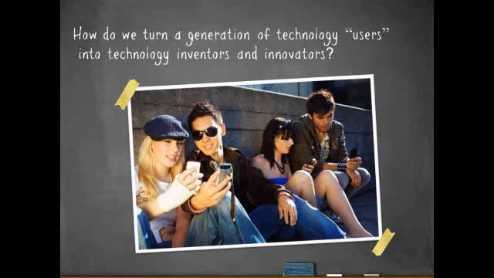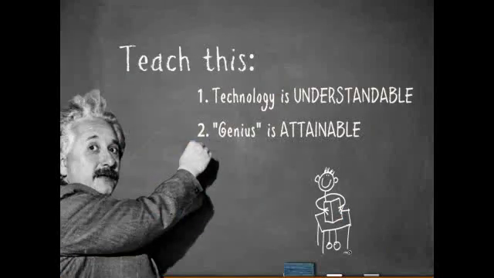The question then is, how do we turn a generation of technology users into technology innovators and inventors? Students must consider what it means to be a creator and an innovator of technology. I believe that there are two very important concepts that every student must learn before even talking about how technology is created. First, that technology is understandable, and second, that genius is attainable. So let's begin.